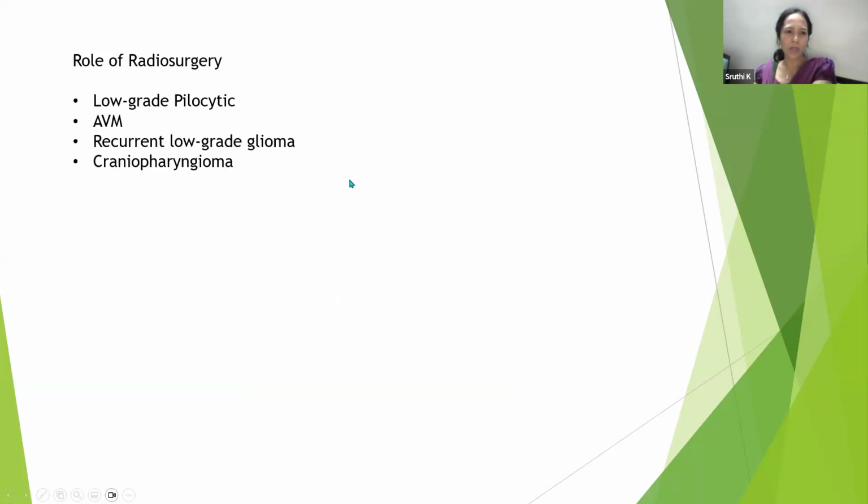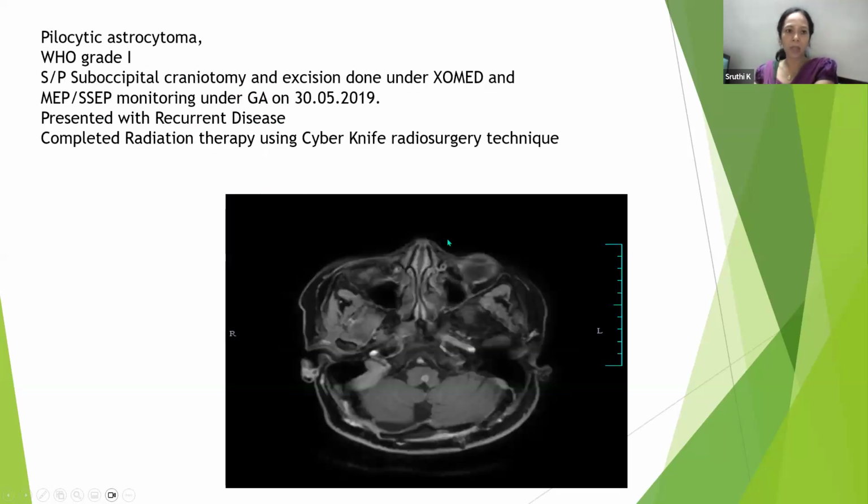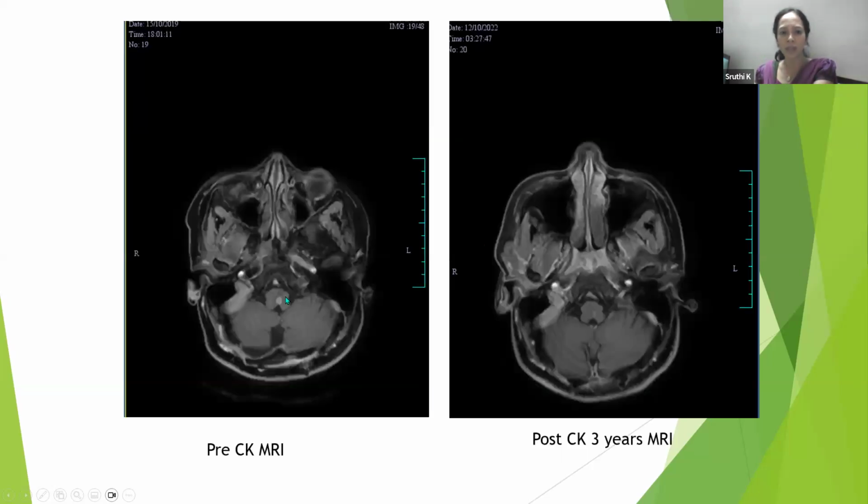So I'll end with just a brief glimpse of the role of radiosurgery in pediatric tumors. I think Dr. Dutta will be continuing with this. So in low-grade pilocytic astrocytomas, recurrent low-grade gliomas, craniopharyngiomas, AVM, radiosurgery has a role to play. This was one of our patients who had a very small pilocytic astrocytoma, and we did a post-excision and then presented with recurrent disease, small volume recurrent disease, and we used a 10 gray fractionation for this patient. In 2019, the patient was treated with radiation, and in 2022, this is the post-CK 3 years MRI.